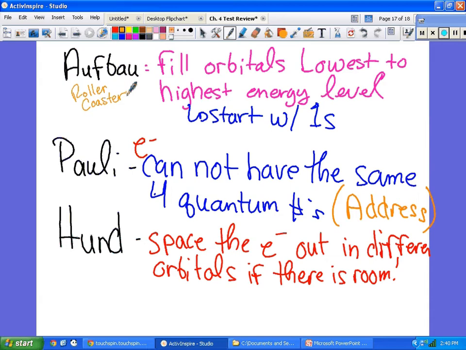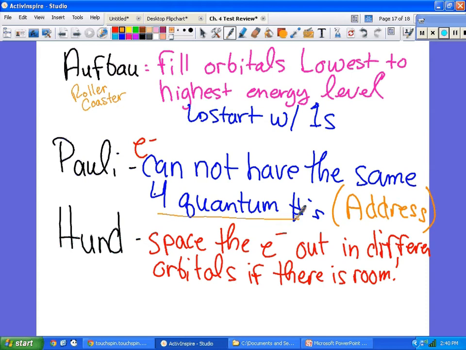Pauli, you cannot have the same 4 quantum numbers. Now remember, I never really started assigning quantum numbers. The only thing that I did was tell you that it was kind of the address. I just want you to remember what Pauli's exclusion principle is, because you're going to see it. Hund's, there's a big definition to it. I didn't really necessarily write it out. If you want to know the true definition, look it up in your notes.